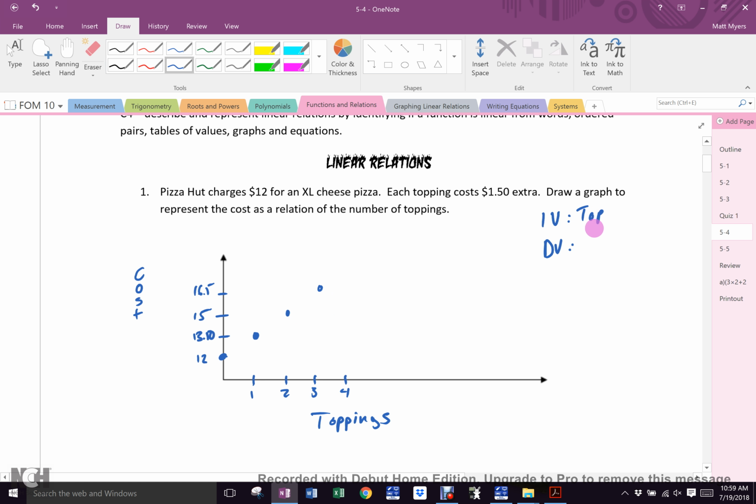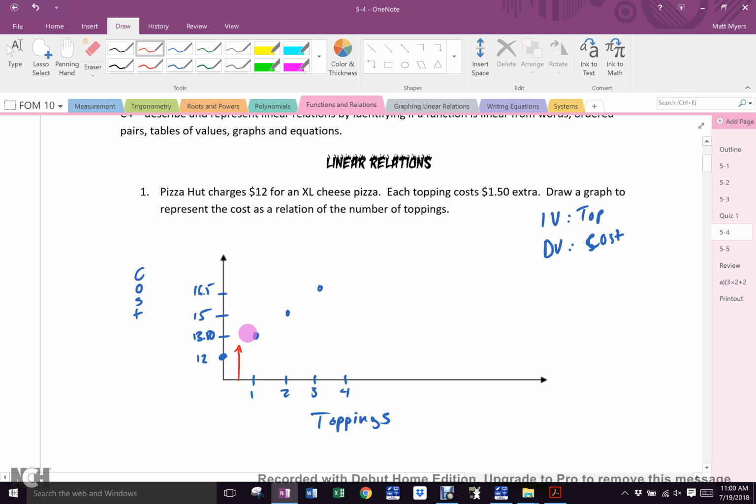It's graphed now, yes? IV was top. DV was cost. Everybody cool? All right. Now, the $1 million question based on what we just studied. Do I connect the line or not? No, of course not. Why? It's not continuous. Why is it not continuous, though? I can't get half a topping. I can put toppings on half a pizza, but I cannot get half a topping. So if I try to enter input of half a topping, I cannot have an output. Therefore, I cannot connect the line.